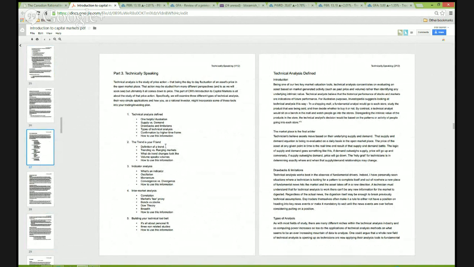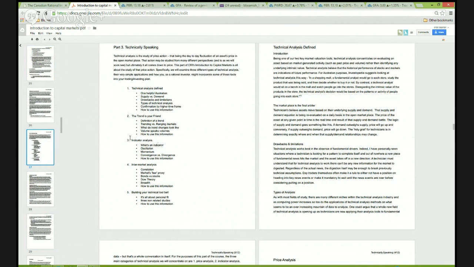We get into the real nitty-gritty, defining what a trend is, trending versus ranging markets, what a trend change looks like, how you incorporate volume. Spend a whole section just looking at what indicators are, how they oscillate, momentum, the concept of convergence and divergence, and then how to incorporate that into your plan.